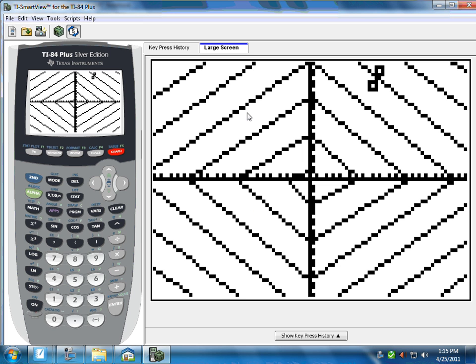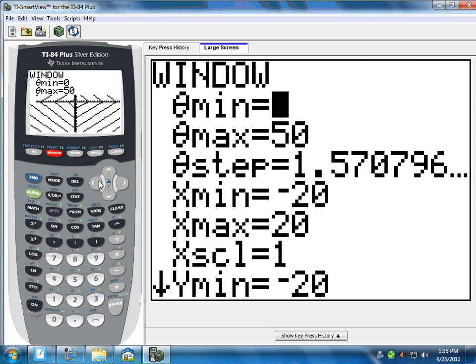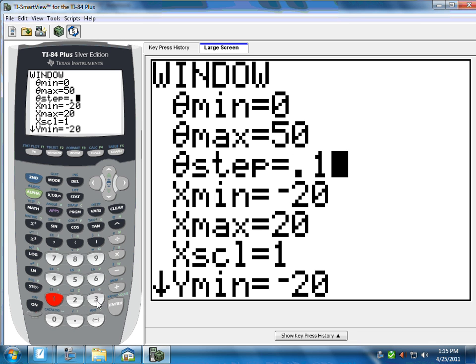Whereas if you let theta step be 0.1, it's trying to plot a point here, a point there, a point there. It's trying to plot a lot of points. It's smoothing it out basically. And this is not really the accurate graph. This makes a nice, interesting visualization, but the accurate graph is when you have theta step being small, something like 0.1. And I'm going to leave it at 0.1. I don't want to confuse the next math teacher who comes into this room to see what's happening there.